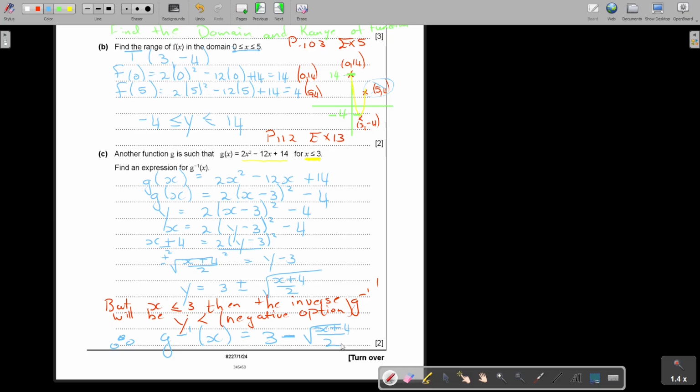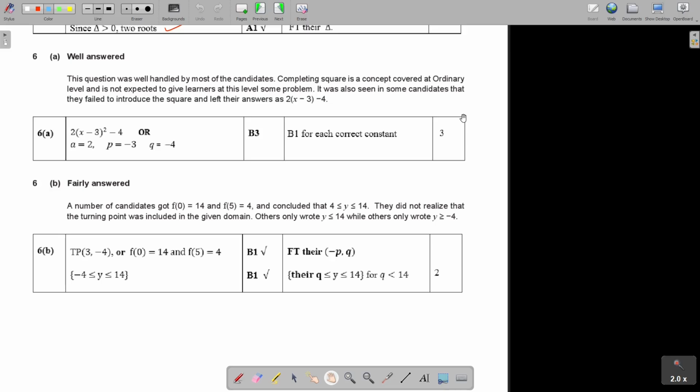But let's go again to the examination report. In the examination report, they are saying the following for number A. This question was well handled by most candidates. Completing the square is a concept covered at ordinary level, and it's not expected to give learners at this level some problems.